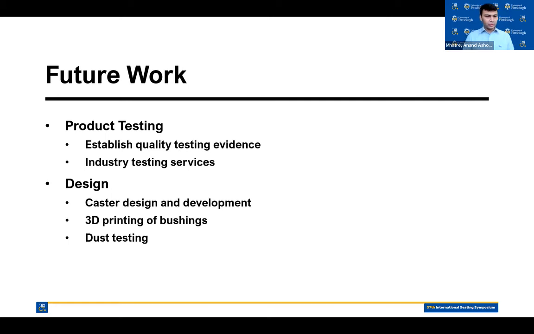Design wise, we want to develop some more caster designs based on some of the testing evidence we have got. The next stage for the bushings related development is, can we 3D print them? There are 3D printers out there in the community, and you can use them to 3D print, especially in remote areas where access is difficult. So we're looking at something like that. We're also looking at something like dust testing, because we know that dust ingress, dust entry into the bearings, is a big problem, just like corrosion.